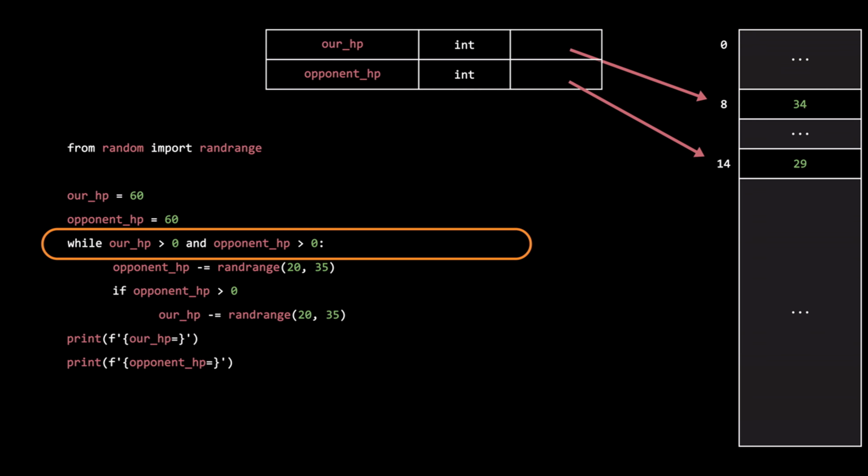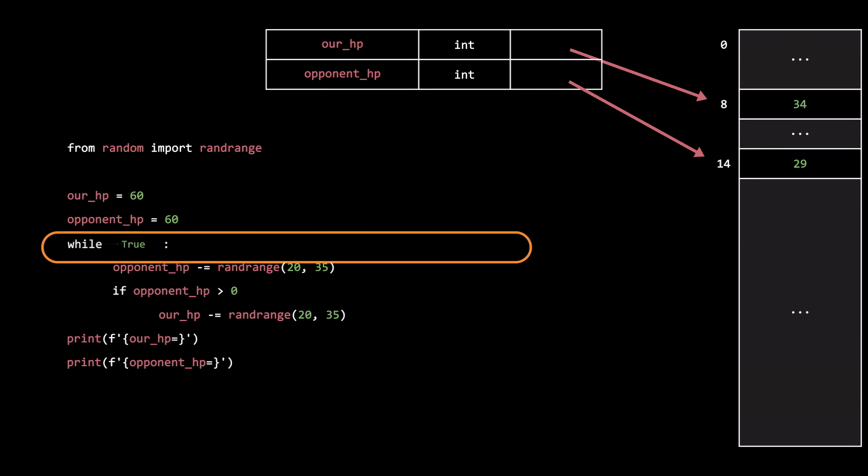Okay, so now we go back up to the beginning of the while loop again, and we check to make sure that the condition is still true. So we can see that our HP is equal to 34, therefore it's greater than 0, and opponent HP is equal to 29, and therefore it is also greater than 0. So both of these two conditions here are still true. So we end up having a condition of true and true, which of course evaluates to true still.